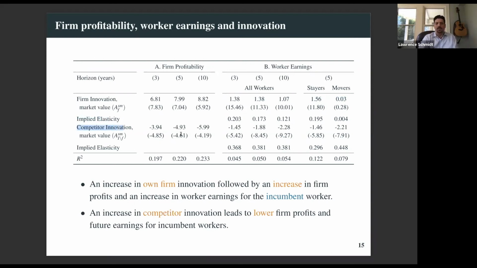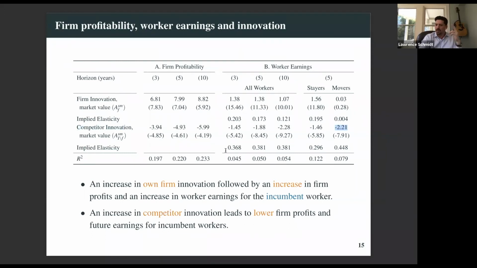Then if we look at competitor innovation, again, this was bad for the firm, it's also bad for the workers. So a 1 standard deviation change in competitor innovation is associated with about a 1.9 percentage point reduction in a worker's income change over the next 5 years. This estimate, I think, is new to the literature. We haven't seen it anywhere. And what's interesting is that these effects are actually going to be larger for the workers who leave the firm.